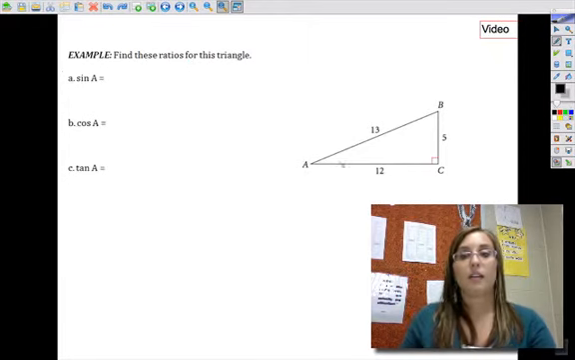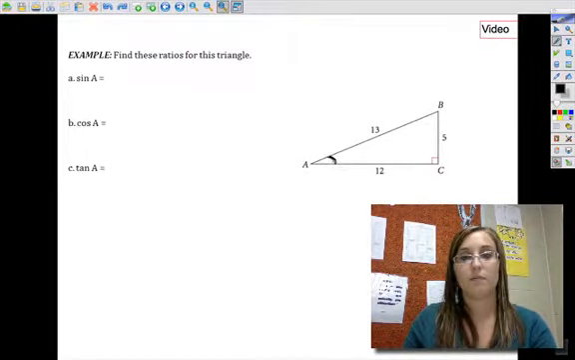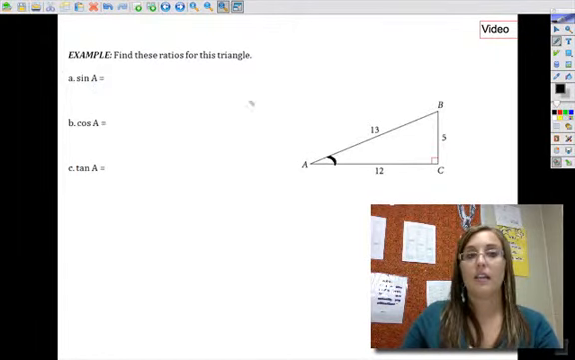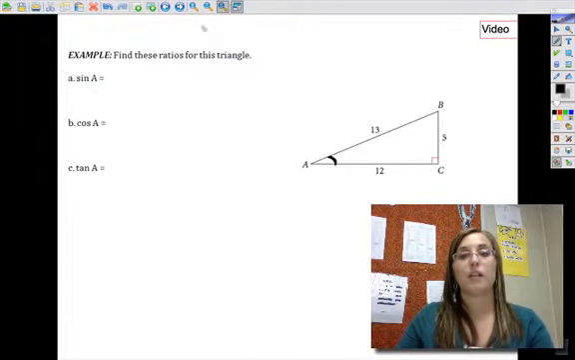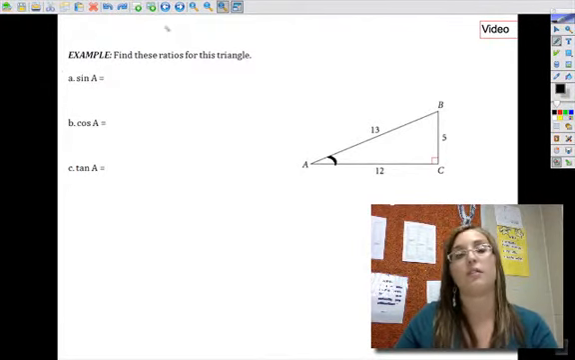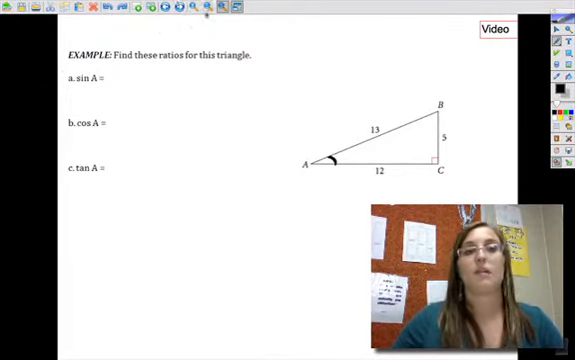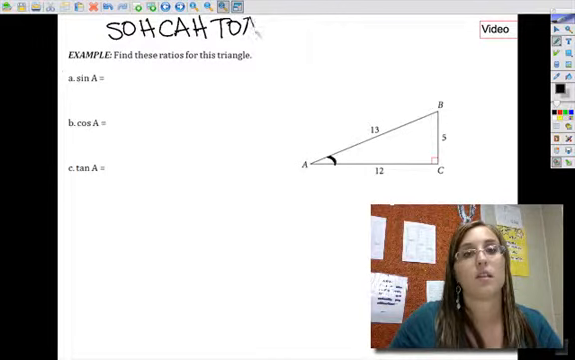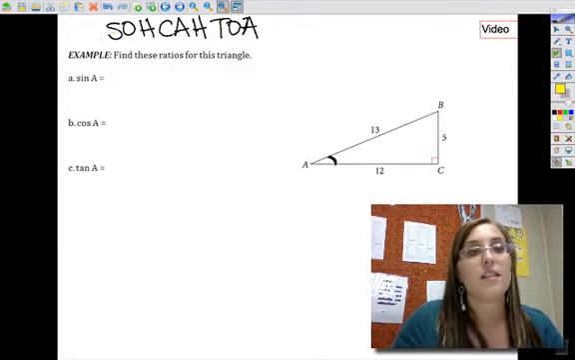So we're using angle A again, all right? And we're going to define the sine of angle A. Now, one thing I didn't tell you is that, just like there's PEMDAS for order of operations, there's an acronym that we use for these trig ratios that I learned when I was in high school, and I'm hoping it will be helpful to you. It's called SOHCAHTOA.